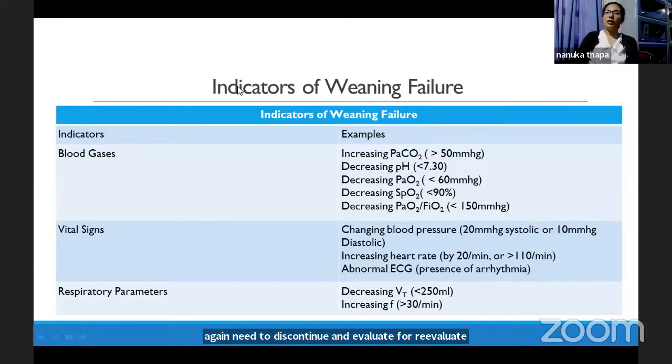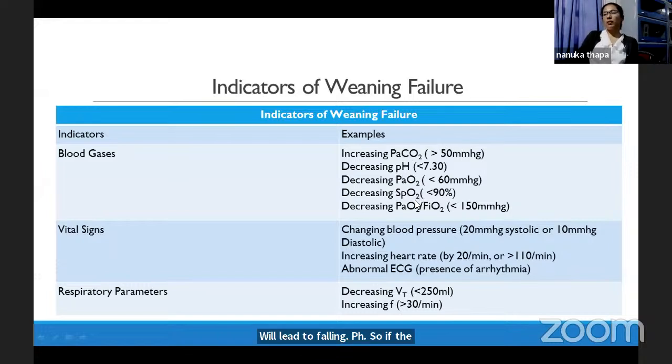So what are the various indicators which tell us that there is a weaning failure? It can either be a blood gas analysis parameter, a vital sign, or a respiratory parameter. In blood gases, we will have an increase in partial pressure of carbon dioxide, that is the respiratory acidosis, leading to a PCO2 of more than 50. Increase in PCO2 will lead to a fall in pH. So if the patient's pH falls to less than 7.3, it is considered as weaning failure.